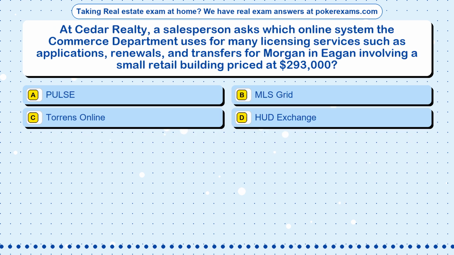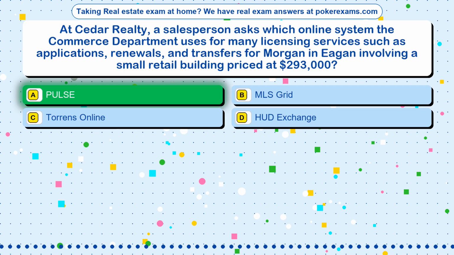Question 97. At Cedar Realty, a salesperson asks which online system the Commerce Department uses for many licensing services such as applications, renewals, and transfers for Morgan & Egan involving a small retail building priced at $293,000. Option A, Pulse. Option B, MLS Grid. Option C, Torrens Online. Option D, HUD Exchange.